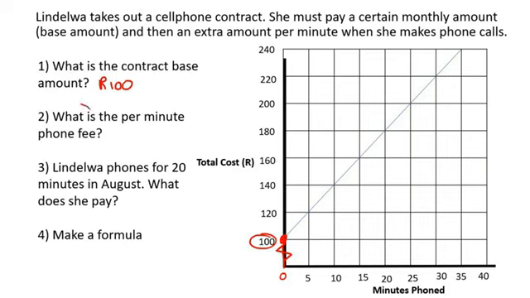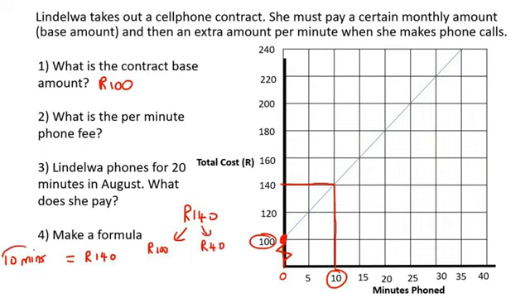Now it says, what is the per minute phone fee? Now, the way that you do this is you could choose any one of these, any one you like, okay? I'm going to choose 10 minutes. So for 10 minutes, she's going to have to pay 140 rand. But remember that that 140 rand is 100 rand base amount, and then there's 40 rand left over for the phoning. So to phone for 10 minutes, she has to pay 40 rand.